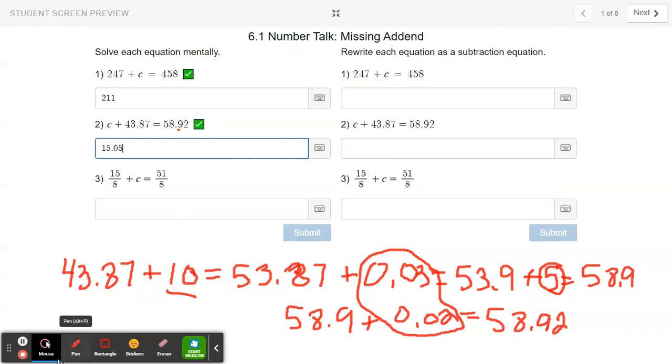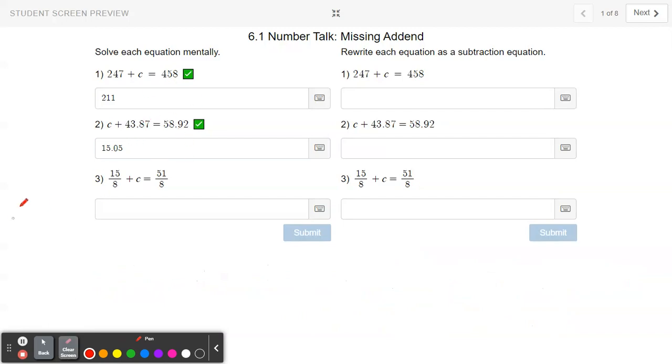Cool. So the next one, the last one for this part, is a fraction. So again, I know I'm starting with 15/8, and I have to add on to that until I get to 51/8. This one seems a little bit easier to me than a normal fraction problem because we're starting with common denominators. So everything's chopped into eighths, so that's easy. I can just add on to this. So how can I get from 15 to 51, basically, right?